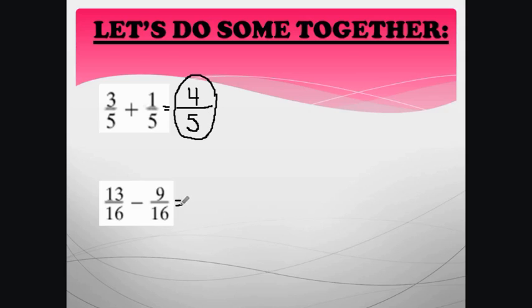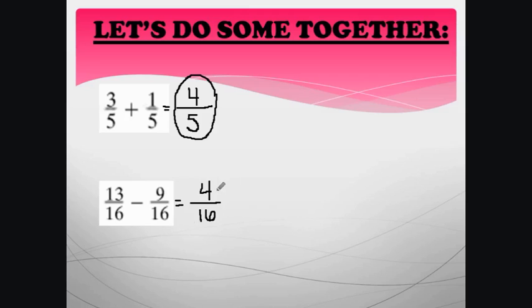Next, we are going to find the difference between 13/16 and 9/16. Like I said earlier, in order to add or subtract fractions, we have to have a common denominator, so we're going to keep it the same, which is 16. And then we're going to find the difference between 13 and 9. 13 minus 9 is equal to 4.